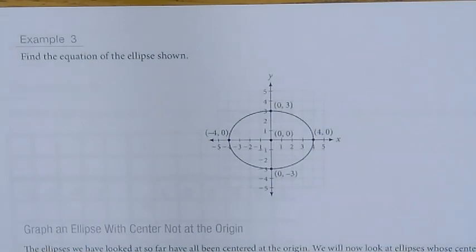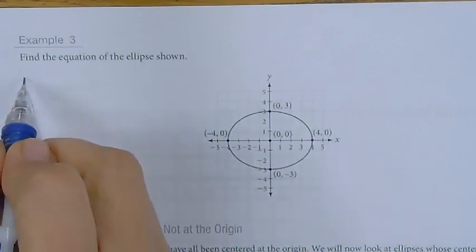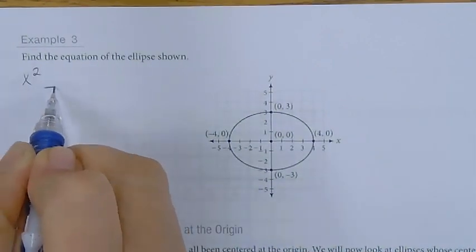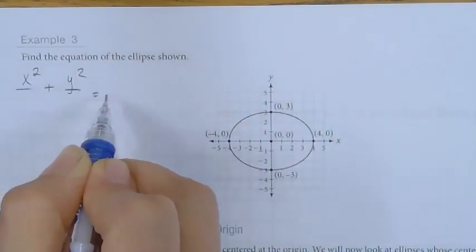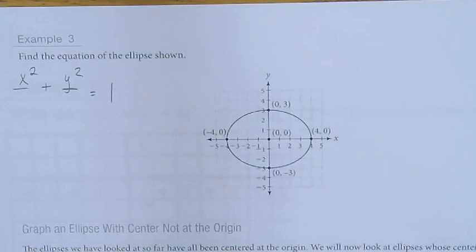Okay, example 3 here. So what if we give you the picture of the ellipse and we ask you to write the equation? Well, we can start with this when it has the center at the origin at 0, 0.